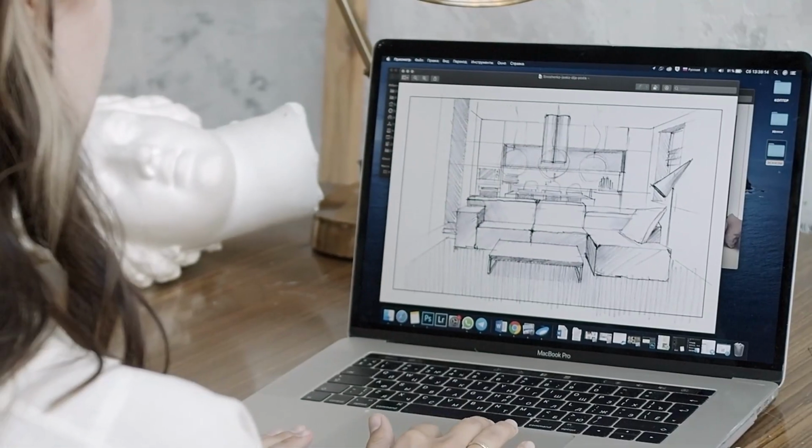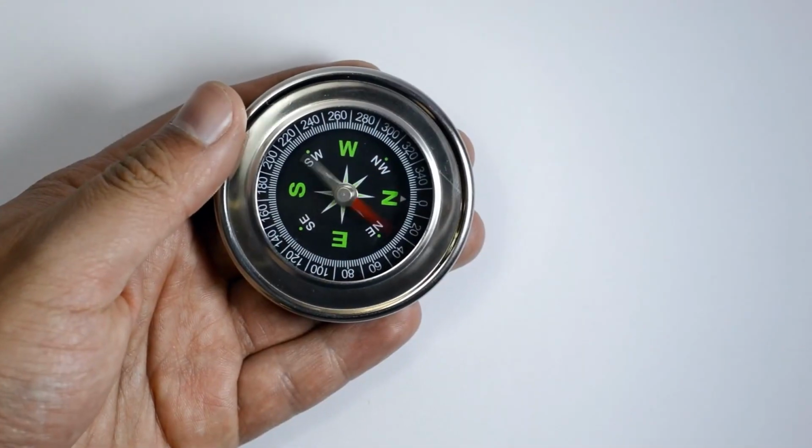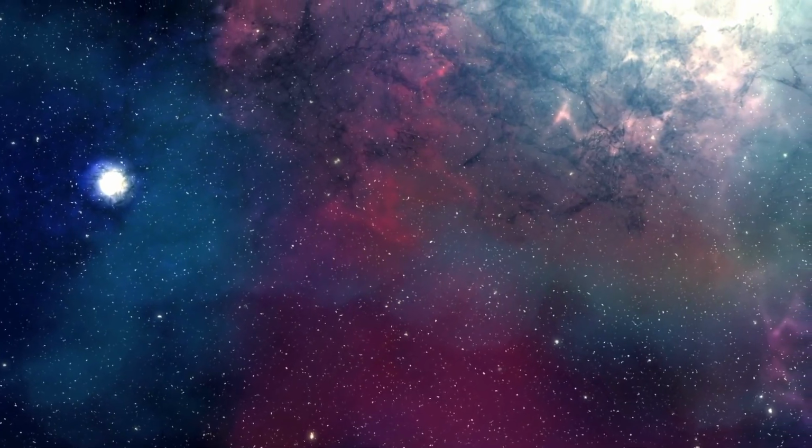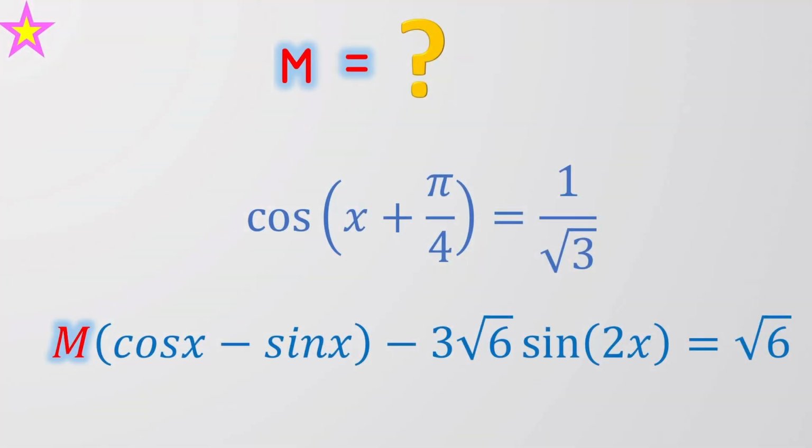Architecture, navigation, and astronomy. Trigonometry finds practical use in our everyday lives. Today we have an intriguing question for you.